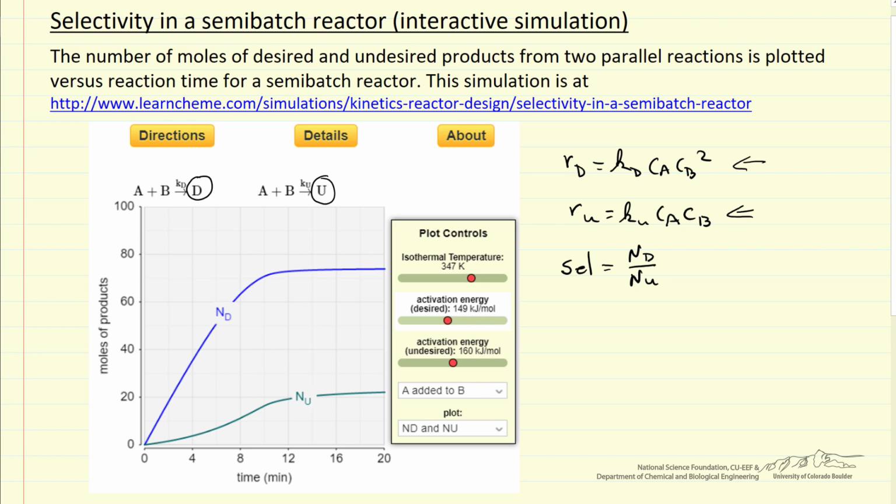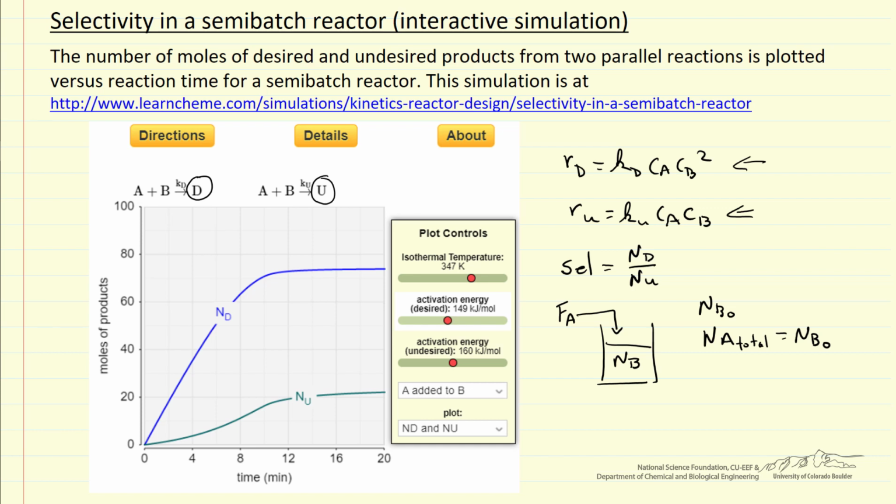And this means we'd want to run the reactor by starting with B in the reactor and then adding a flow rate of A, and the simulation is set up so if we start with some initial moles of B, we continue to add A until the amount of A that we added, so total moles of A added, not the number of moles in the reactor, is the same as the number of moles of B that we started with. Now, the selectivity also depends on the relative activation energies.